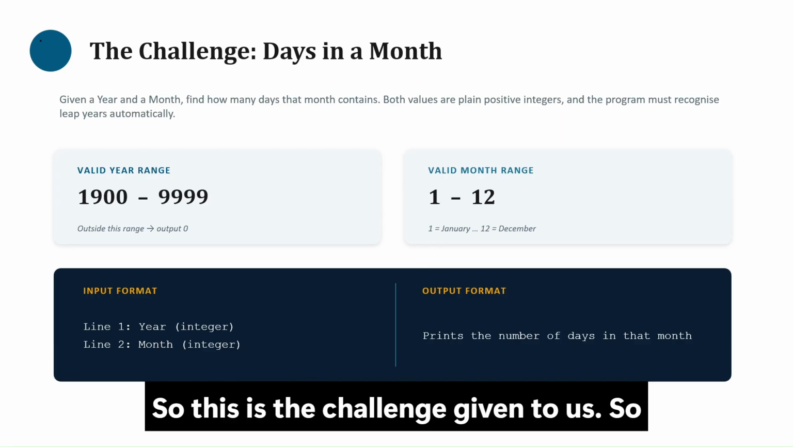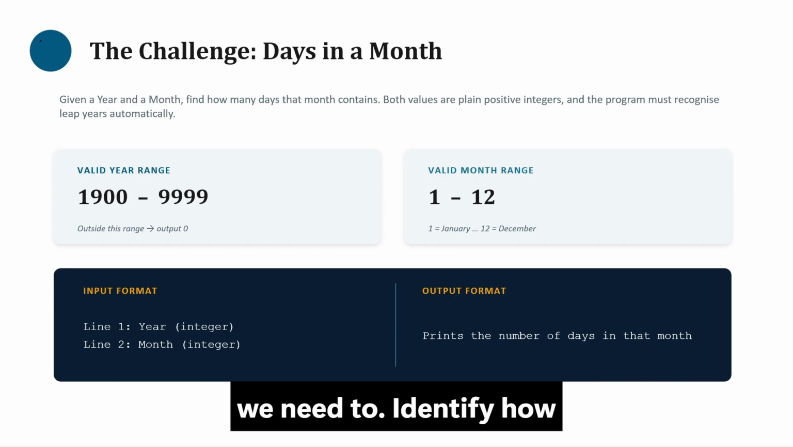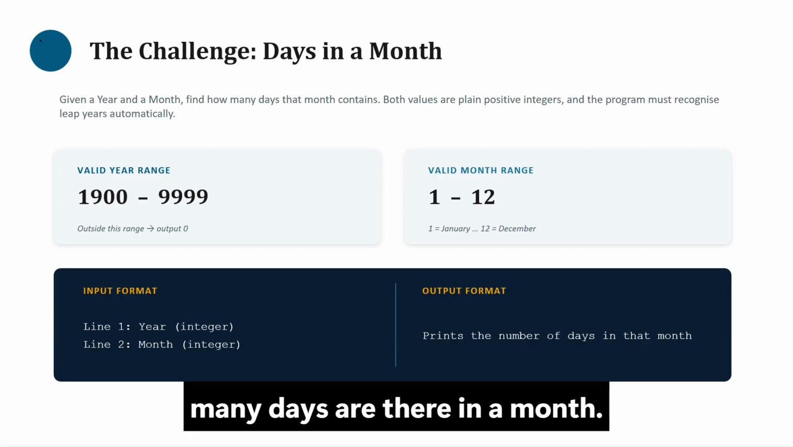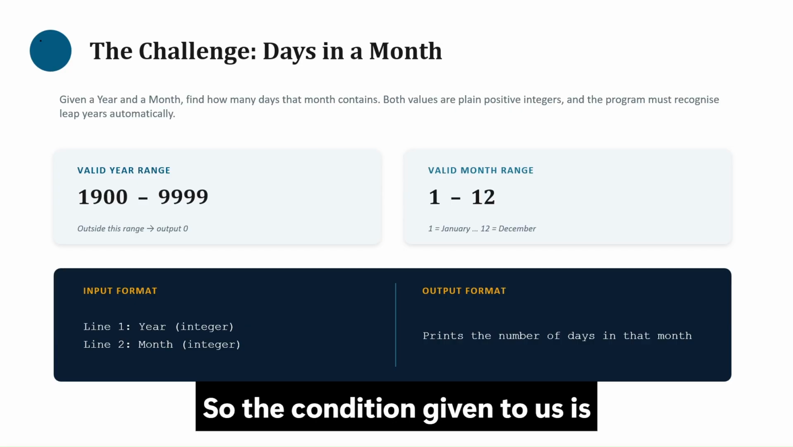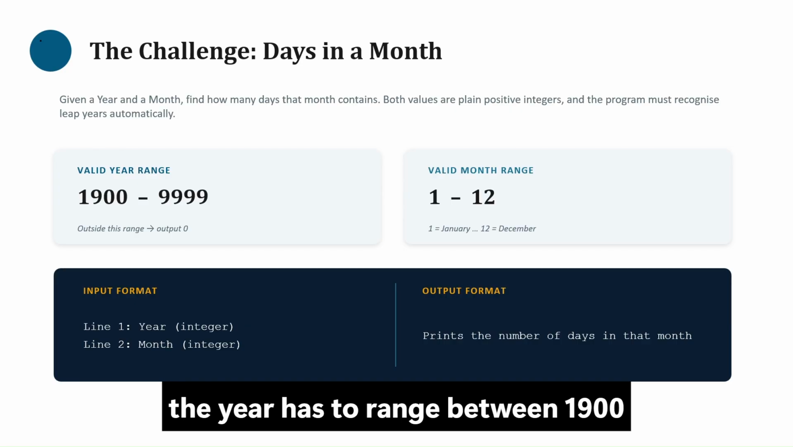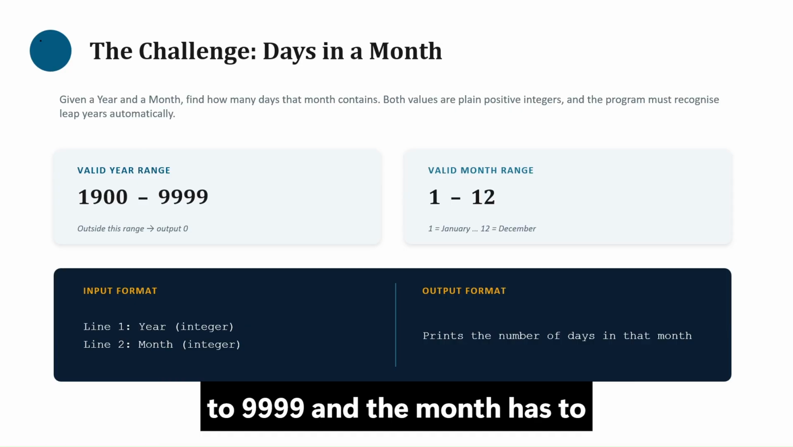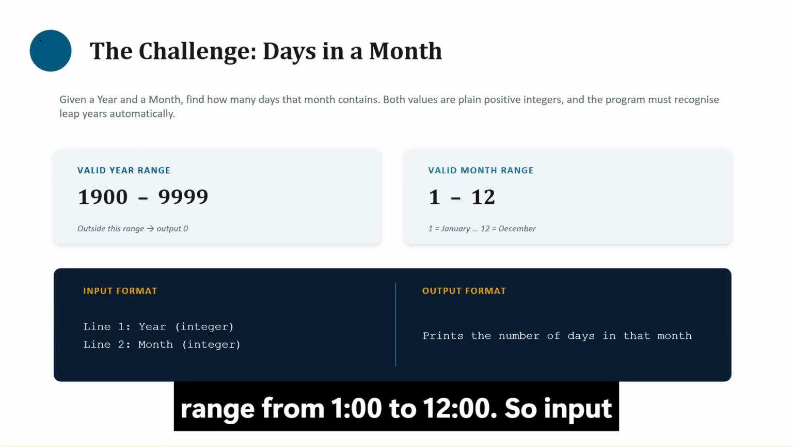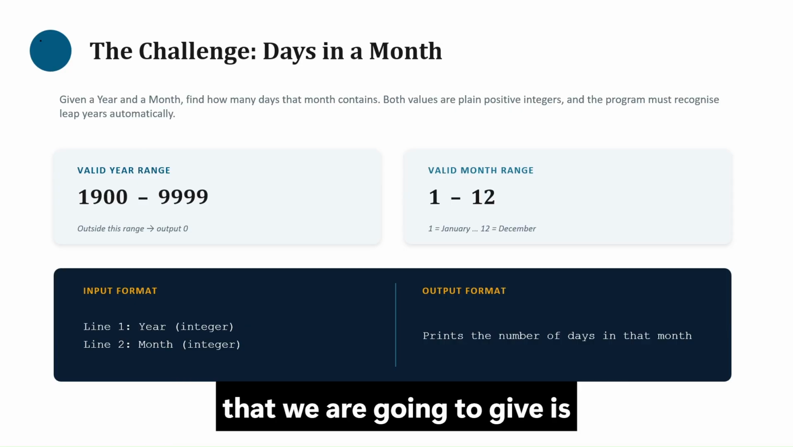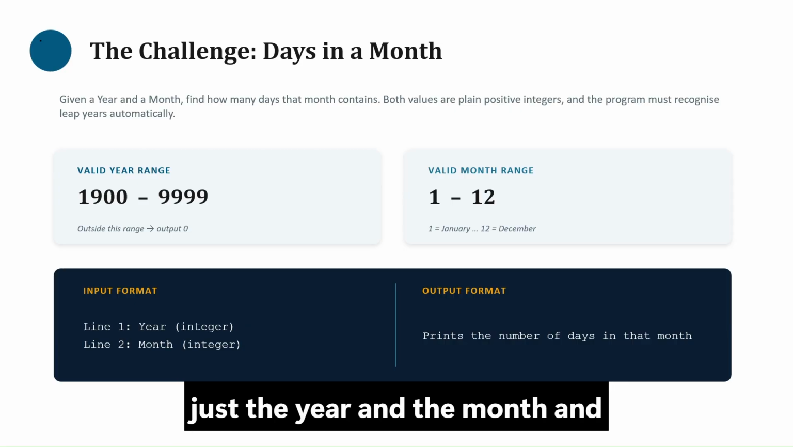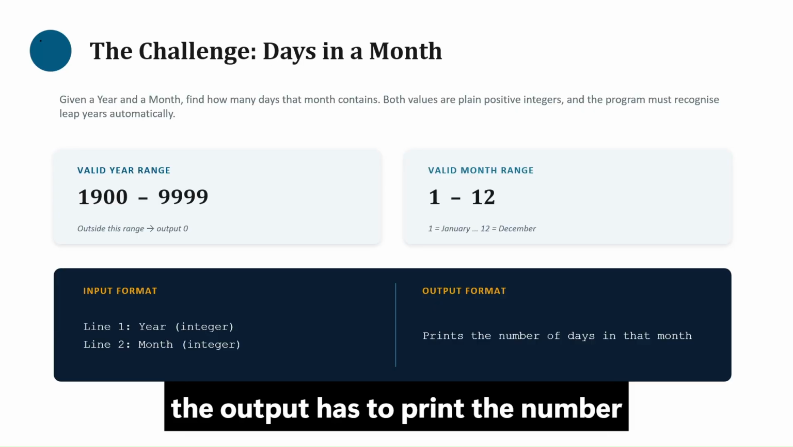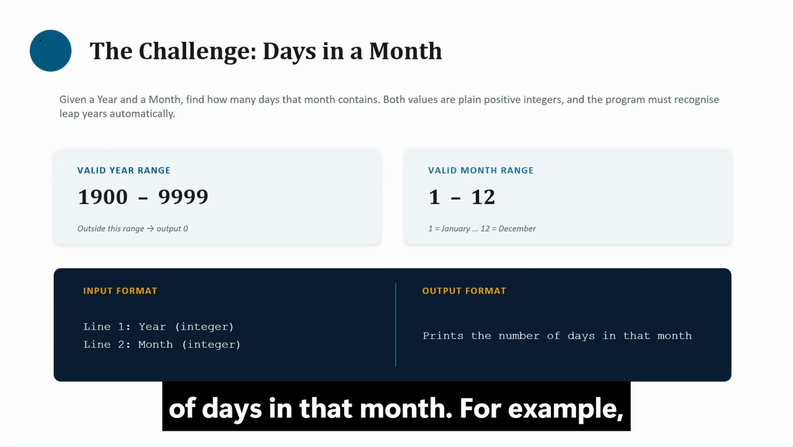So this is the challenge given to us. We need to identify how many days are there in a month. The condition given to us is that the year has to range between 1900 and 9999 and the month has to range from 1 to 12. The input that we are going to give is just the year and the month, and the output has to print the number of days in that month.